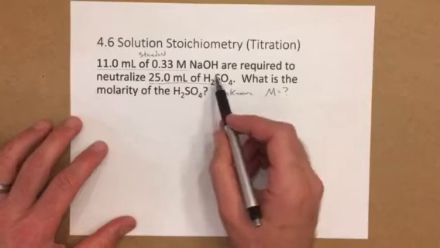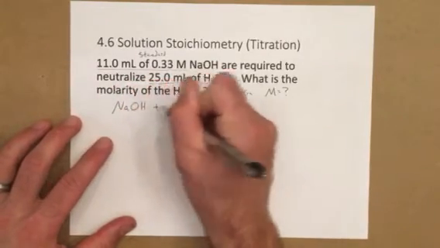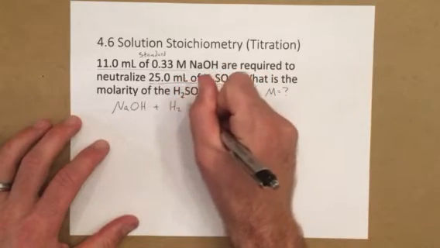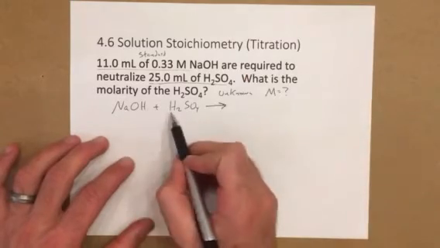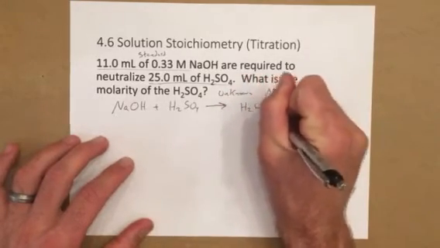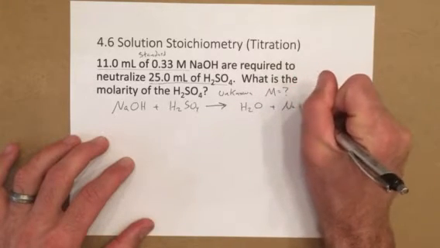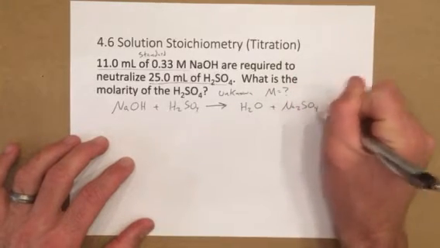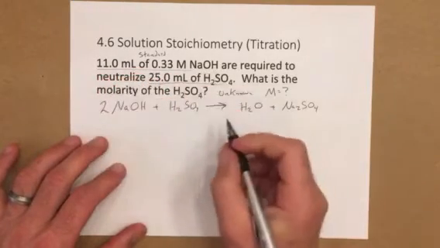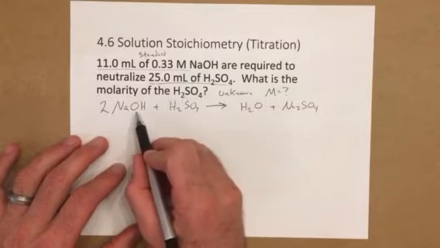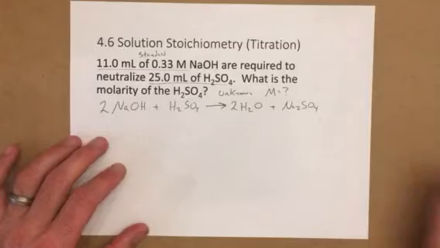All right, so the first thing we'll do is write a balanced equation. So sodium hydroxide reacts with sulfuric acid. It's a neutralization reaction between an acid and a base, so one of our products will be water, and the other one will be a salt, sodium sulfate, Na2SO4. And then we need to balance the equation. We've got two sodiums here, so we put a 2 there, and then we have 2 hydroxides and 2 hydrogens, so we'll be able to make 2 waters.